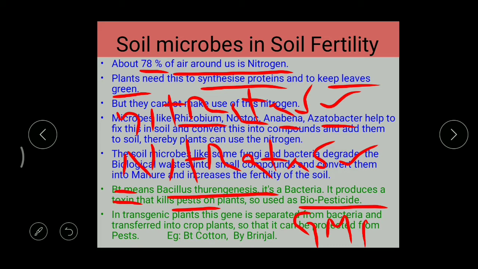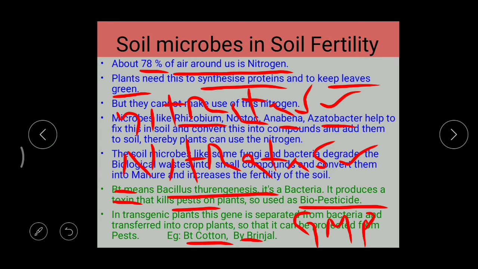Got it? So such plants we call transgenic plants or genetically modified plants, GMP, which means genetically modified plants. Okay, and what are the good examples for them? That is Bt cotton and Bt brinjal. Bt cotton and Bt brinjal. So yeah, Bt, what is meant by Bt? Bacillus thuringiensis.